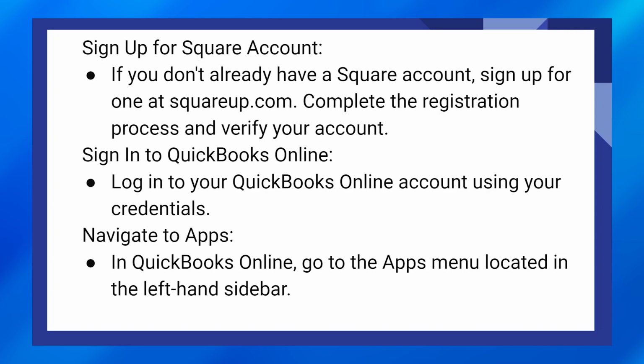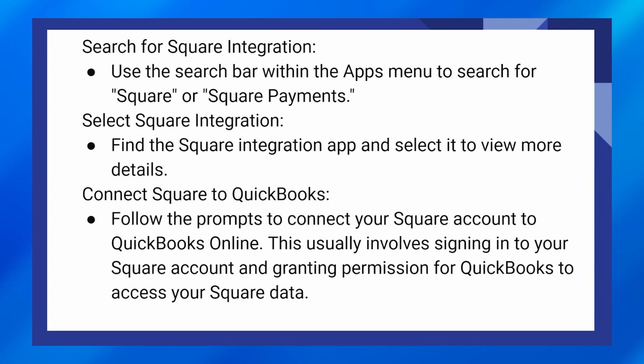Log in to your QuickBooks Online account using your credentials. In QuickBooks Online, go to the Apps menu located in the left-hand sidebar. Use the search bar within the Apps menu to search for Square or Square Payments. Find the Square Integration app and select it to view more details.